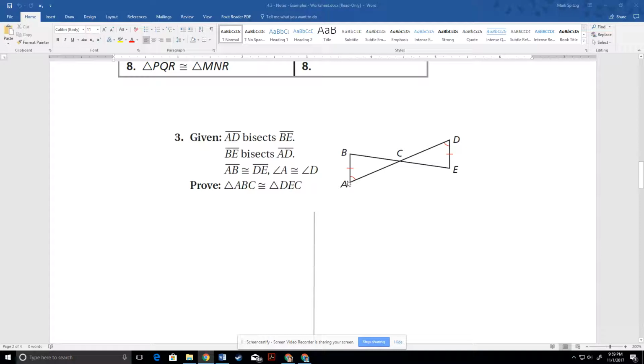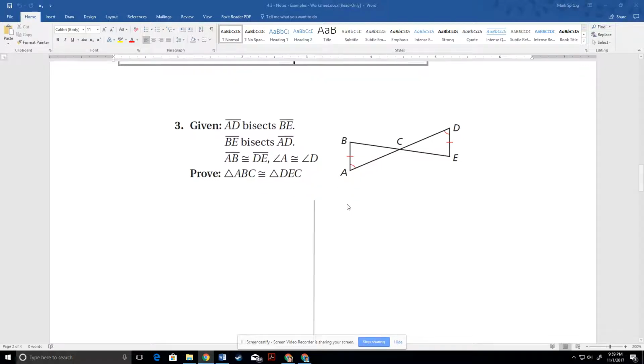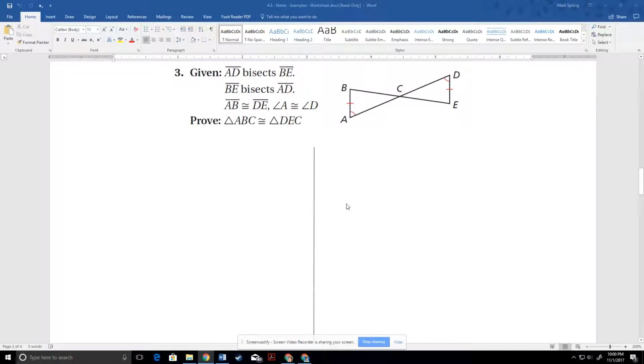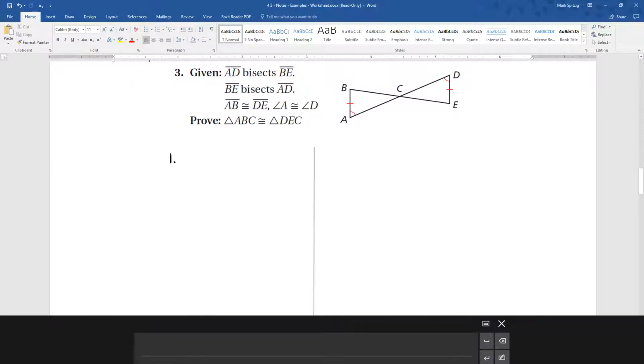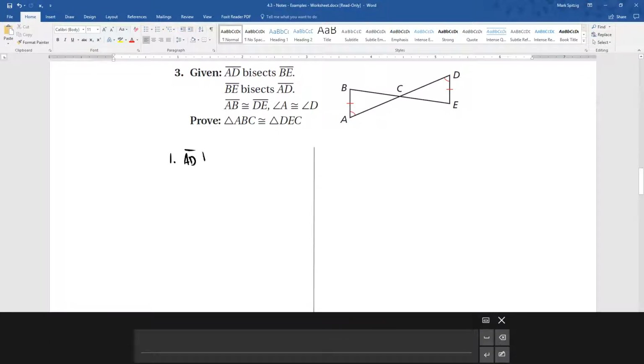All right, so here we go with the 4.3 key. I don't think we got to this one, so I'm going to go ahead and do this proof here. Basically, we're given that AD bisects BE, so that could be my first step. So I'm just going to say AD bisects BE.